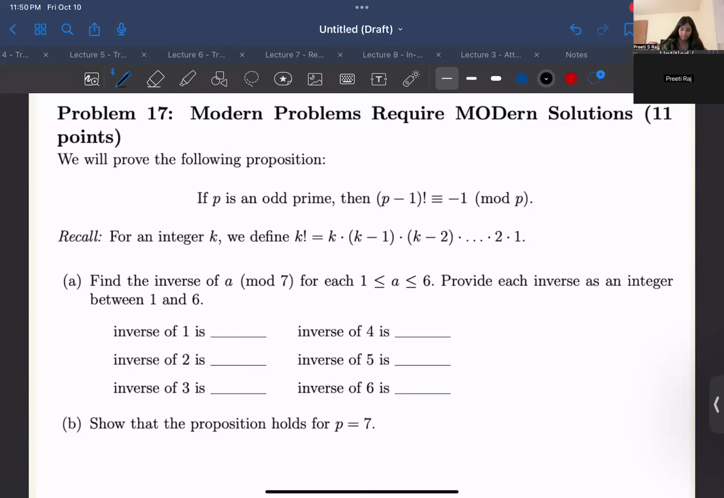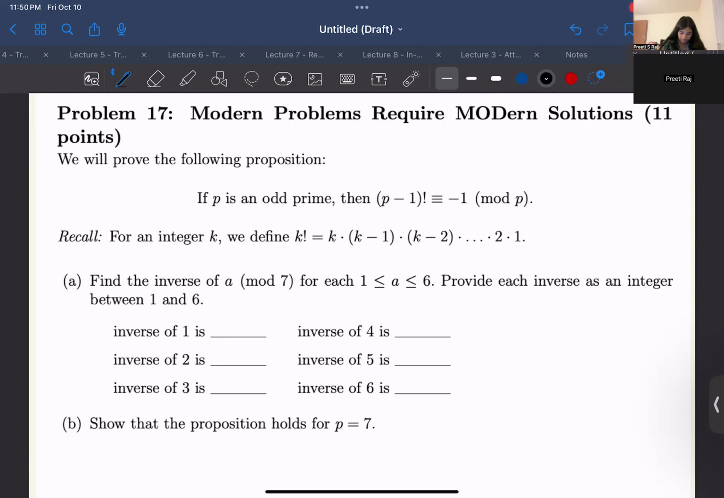Okay, and so to start off, what they want us to do is to find the inverse of A mod 7 and provide each inverse as an integer between 1 and 6. Typically, if there's one of the last few questions on the exam that is slightly more complex, they break it down so that each little problem is going to be helpful in the proof later on.